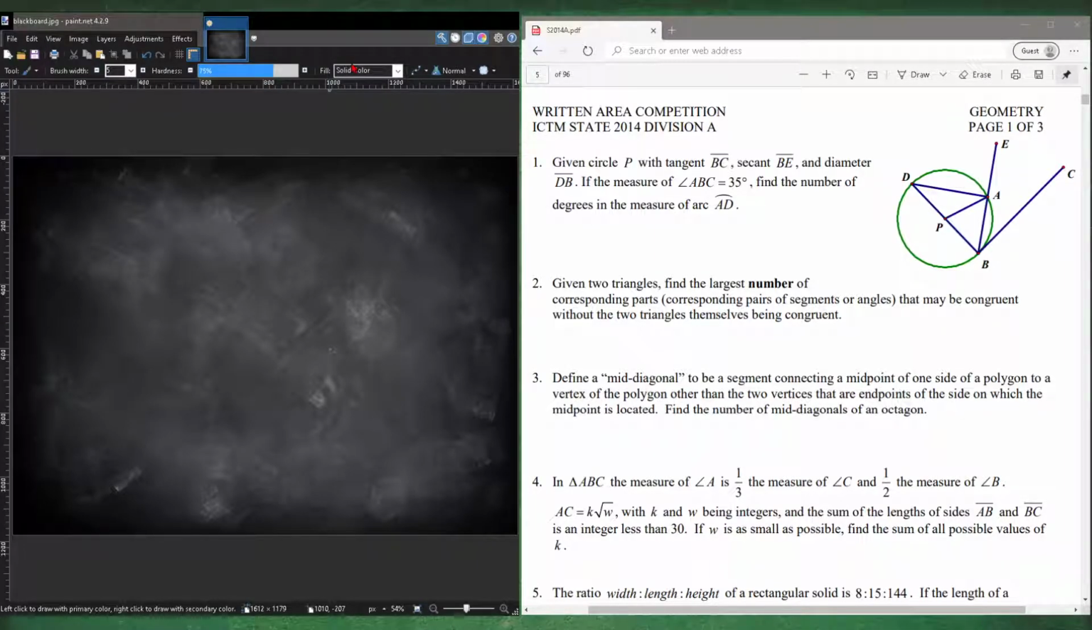Today I'll be covering the ICTM State 2014 Division A Geometry. I'll be going through every single question from 1 to 20 in that order, and I'll also be putting them in the description if you want to look for a specific one.